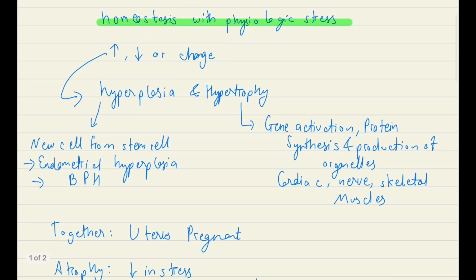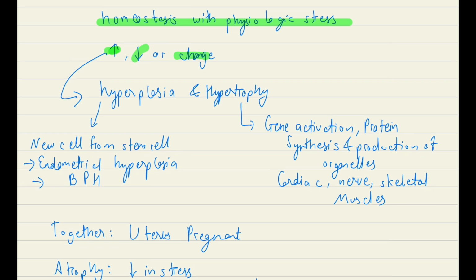But if there is a change, like an increase in stress, a decrease in stress, or any change in the kind of stress, then if there is an increase, hyperplasia and hypertrophy occur. Either only hyperplasia can occur, or only hypertrophy can occur, or both can occur. It depends on the cell type.